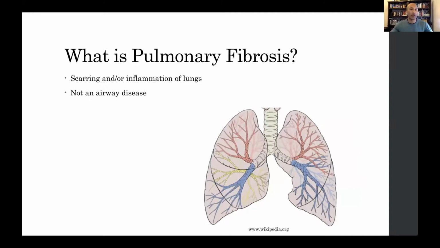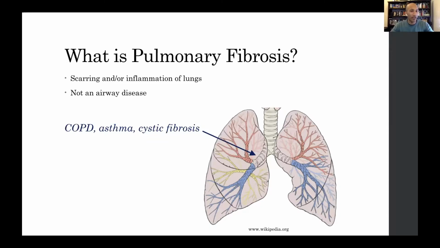So what is pulmonary fibrosis? It means, simply put, pulmonary means lungs, fibrosis means scarring. So it's really just scarring and/or inflammation of the lungs. And one of the big distinctions I think is important to put forth is that it's not an airway disease.